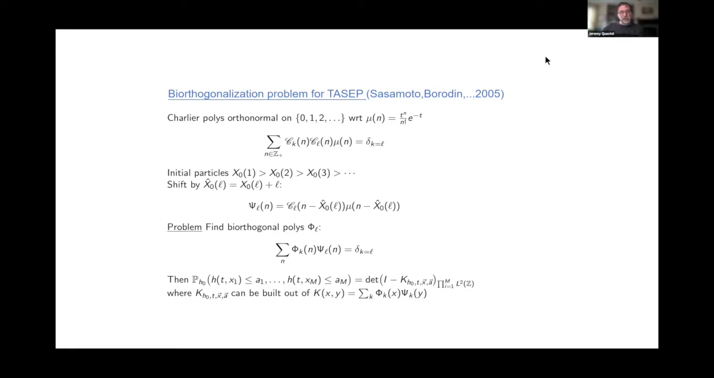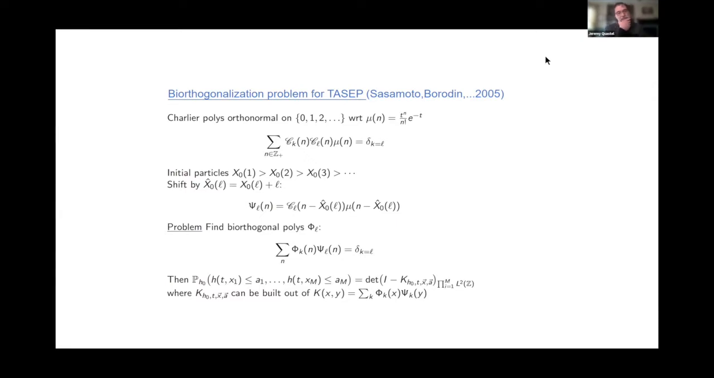And you can see that if you were in the wedge initial data, where all the particles are initially to the left of the origin, then x0 of L is just minus L. And so the x hats are just zero. So you've done no shifting, and the biorthogonal pairs are just the original Charlier polynomials. So that's the solvable case.